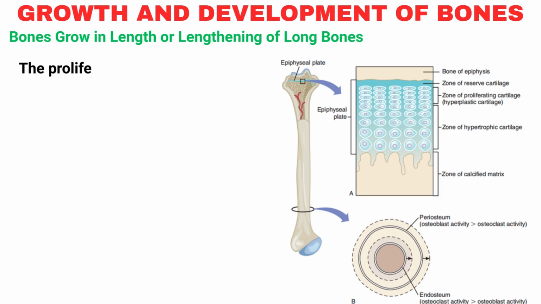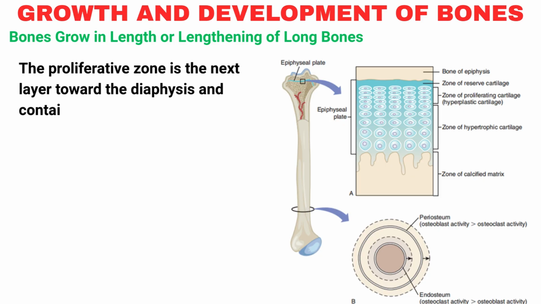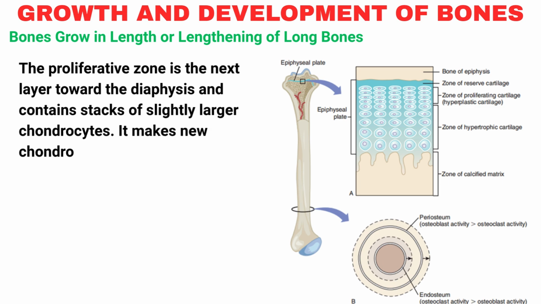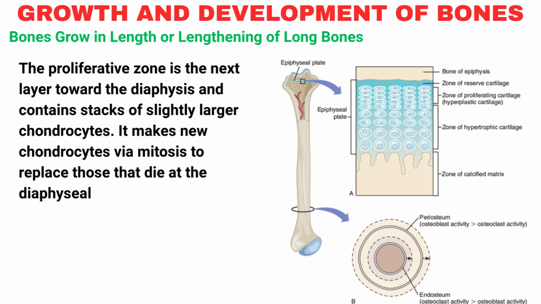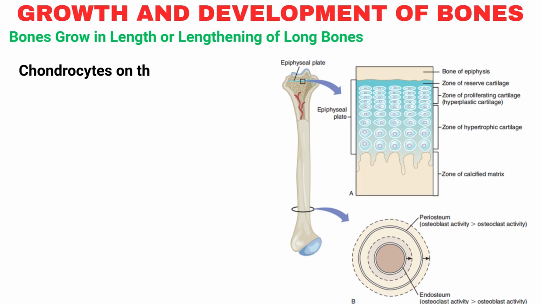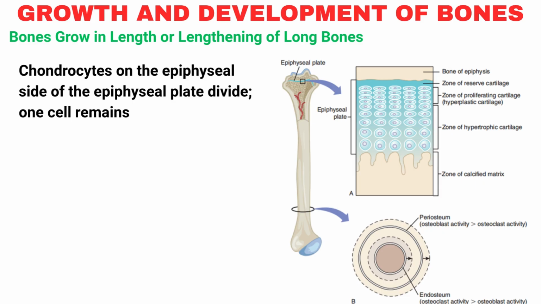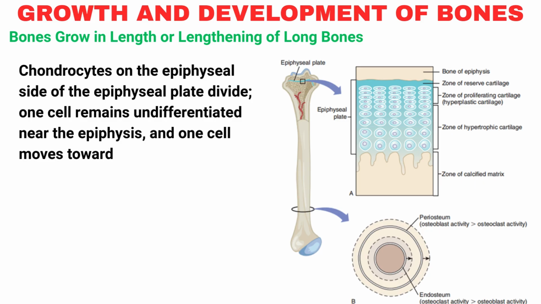epiphysis. The proliferative zone is the next layer toward the diaphysis and contains stacks of slightly larger chondrocytes. It makes new chondrocytes via mitosis to replace those that die at the diaphyseal end of the plate. Chondrocytes on the epiphyseal side of the epiphyseal plate divide. One cell remains undifferentiated near the epiphysis and one cell moves towards the diaphysis.